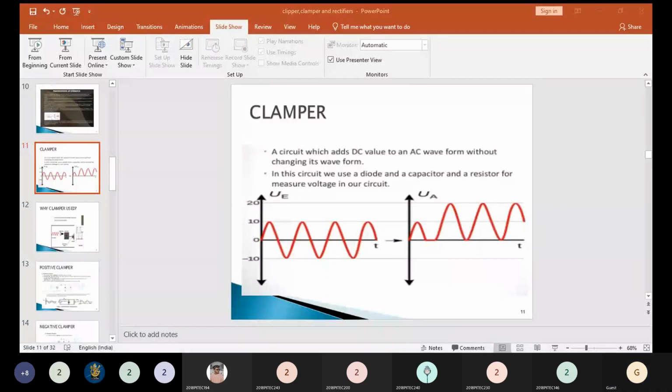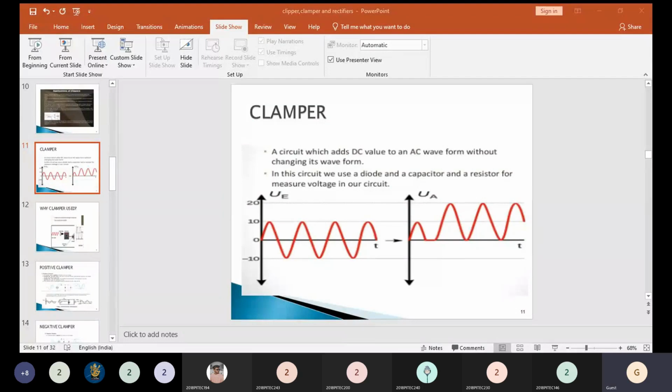Okay, next. So far we discussed the basic one. We covered all the basic concepts of clipper, clamper, and rectifiers. Now we'll discuss a GATE question. So this is your first question. For the same AC voltage and load impedance, which of the following statements about rectifier current is correct? Okay, so the first statement is this one.